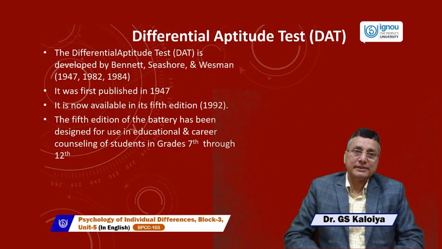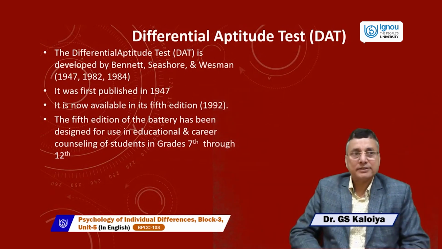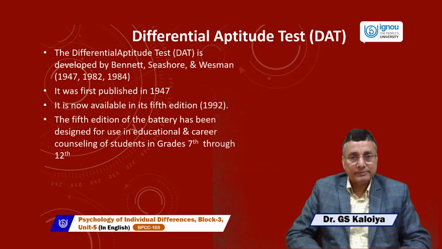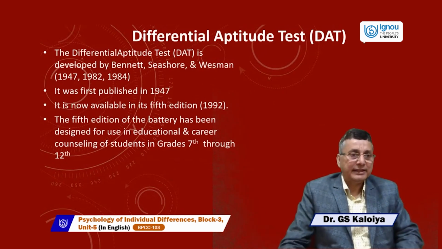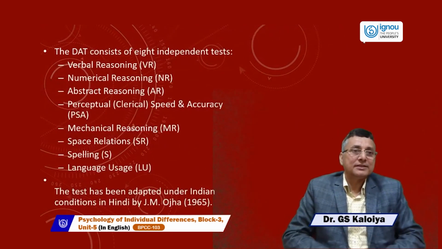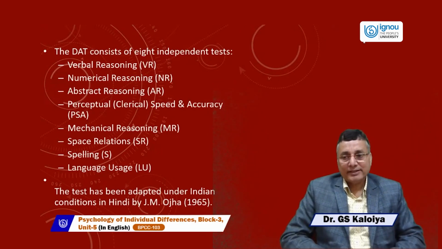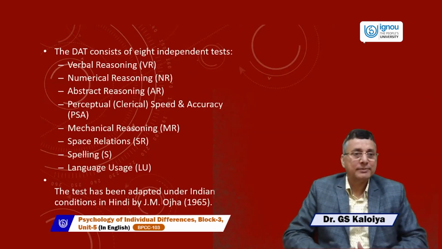Let us see the differential aptitude test. The differential aptitude test was developed by Bennett, Seashore, and Wesman. It was first published in 1947. It is now available in its fifth edition since 1992. The fifth edition of the battery has been designed for use in educational and career counseling for students in grades 7 through 12. The DAT consists of eight independent tests: verbal reasoning, numerical reasoning, abstract reasoning, perceptual clerical speed and accuracy, mechanical reasoning, space relations, spelling, and language usage.